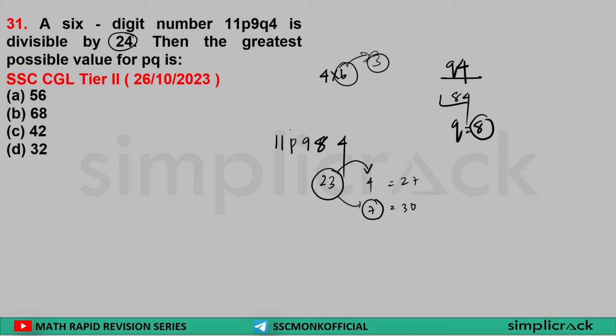Now 7 P. Now I have to find out P into Q. 7 into 8 is equal to 56. Answer option A. Is this very difficult? No. Is this very tricky? No. Very simple question. I just have to be calm, composed and solve the question as it has been given.